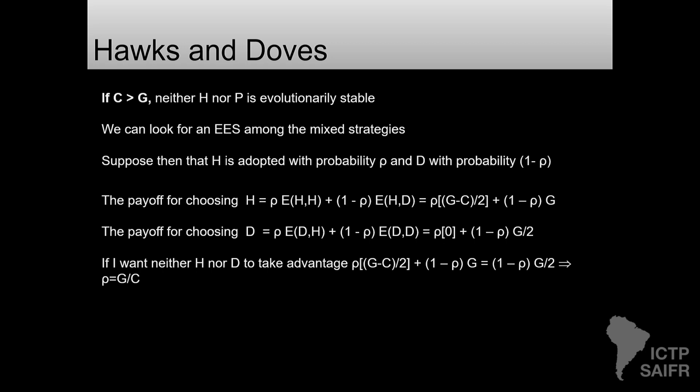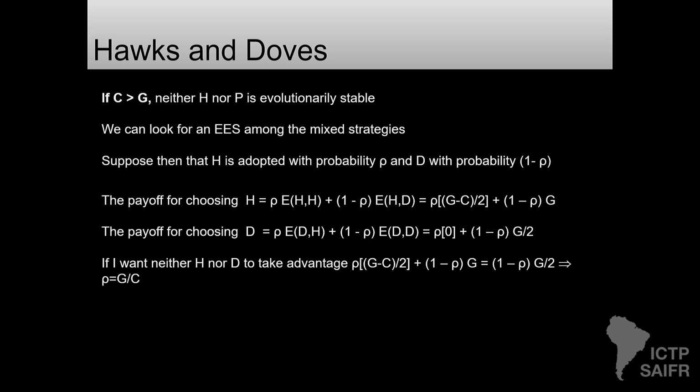When we do these calculations, what we find is that the payoff for a hawk competing with this new strategy has this value. Now suppose that I am choosing dove, and again I want to calculate the payoff of a dove while competing with this strategy. The payoff is this one: rho times the payoff of a dove competing with a hawk, plus 1 minus rho times the payoff of a dove competing with a dove. This is the expression for the payoff of a dove competing with the strategy P.